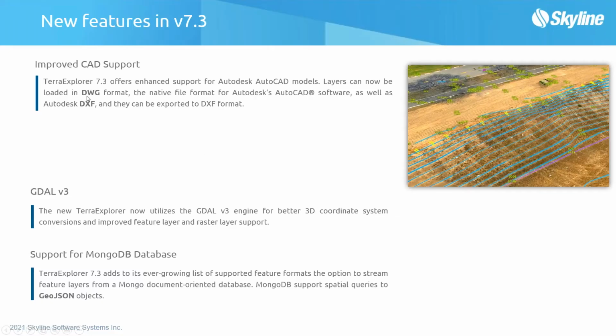So improved CAD support for DWG, DXF, and other flavors of them, which can include points, polylines, polygons, text labels. So pretty sophisticated layers. The other couple of things we'll show you is how you can activate the GDAL3 engine, so better 3D coordinate system conversions, and the support for Mongo database.